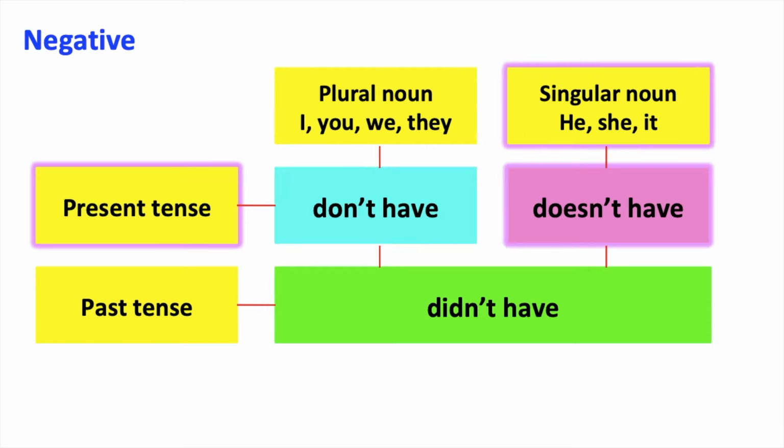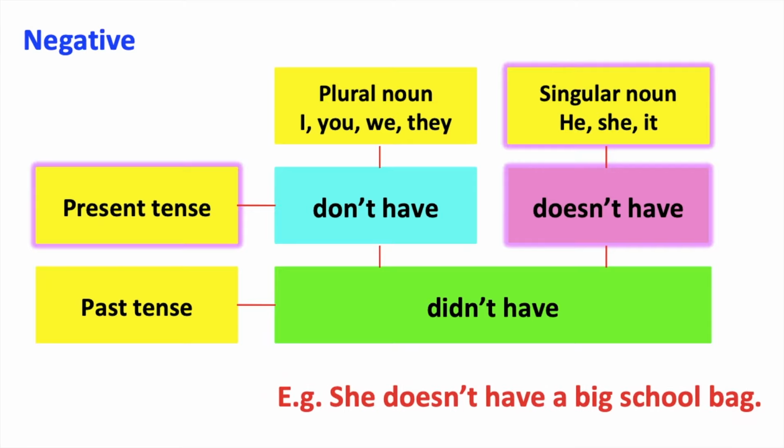If the subject is a singular noun, he, she, or it, and the sentence is in the present tense, then we use doesn't have. For example, she doesn't have a big school bag.